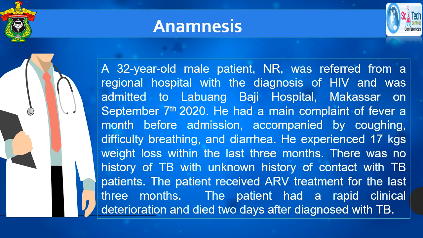He had a main complaint of fever for a month before admission, accompanied by coughing, difficult breathing, and diarrhea. He experienced 70 kilograms weight loss within the last 3 months. There was no history of TB, with no known history of contact with a TB patient. The patient received ARV treatment for the last 3 months, had a rapid clinical deterioration, and died 2 days after diagnosis with TB.